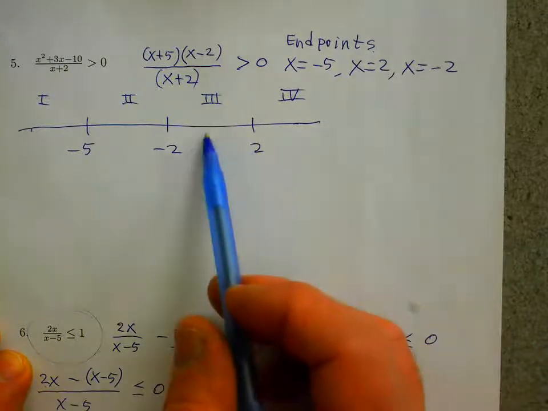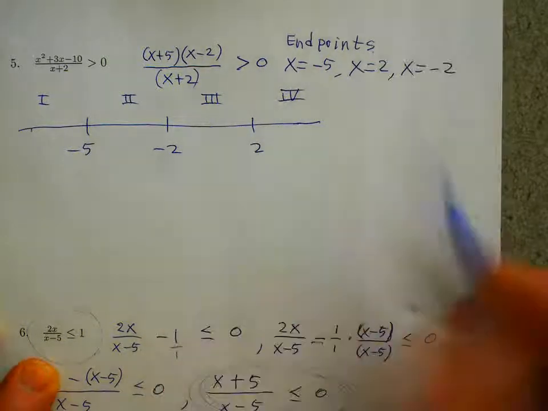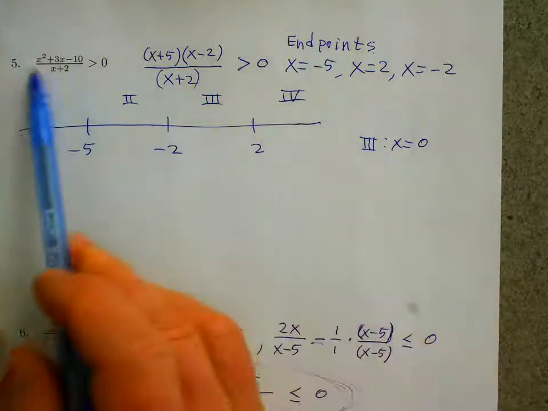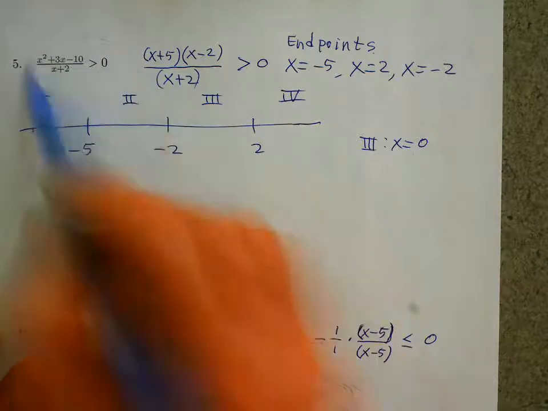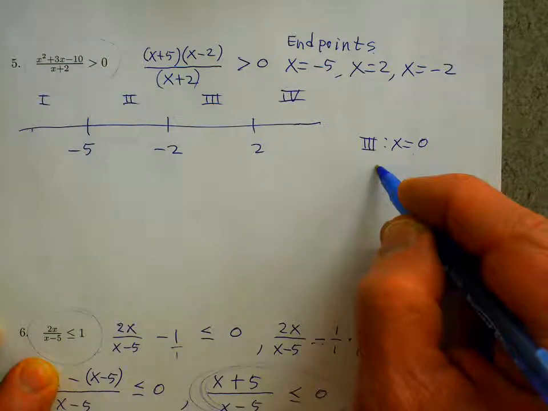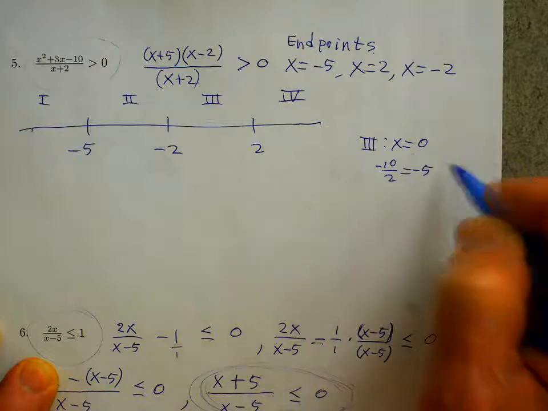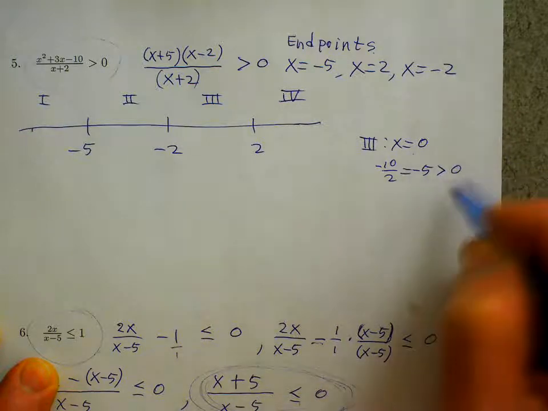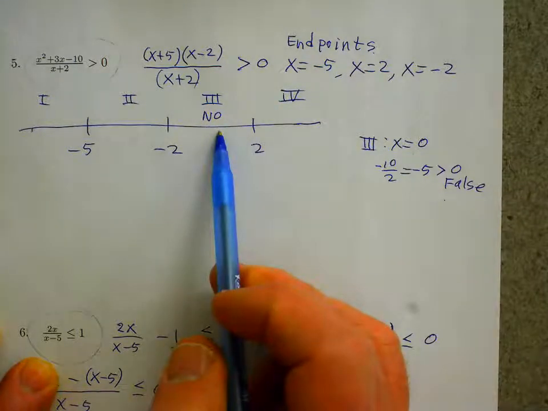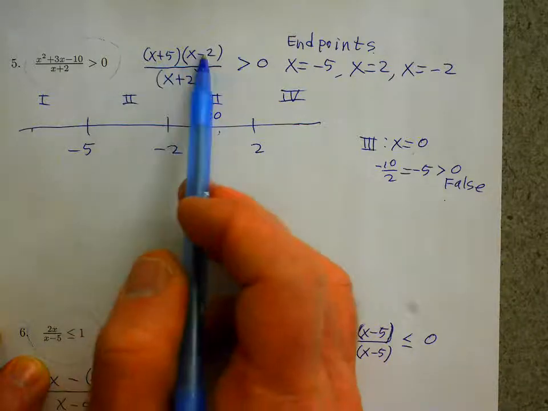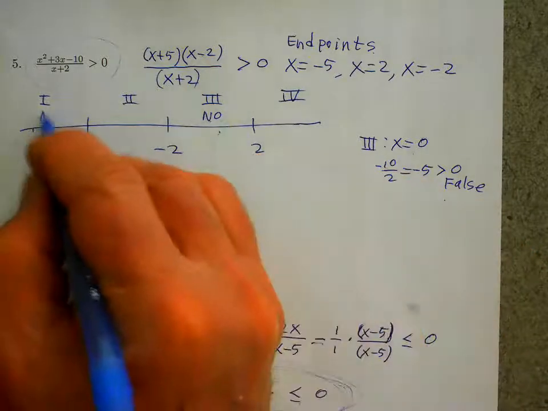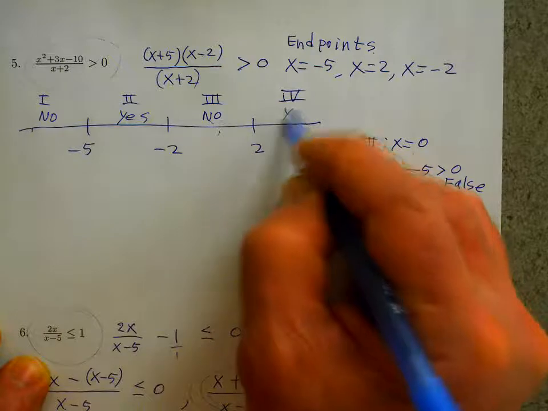So if we pick 0 as one of our test points, that's in the third interval, and then replace every x with 0, in the unfactored form, that's probably the easiest, we get negative 10 divided by 2, which is negative 5. The inequality greater than 0 is false. So that means none of those numbers are solutions. So if all of those linear factors are different, then the intervals alternate. So this will be no, yes, no, yes.